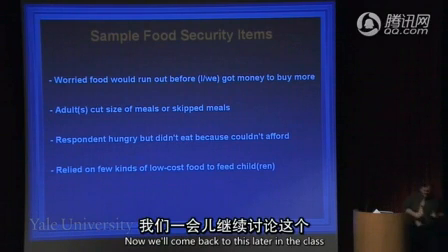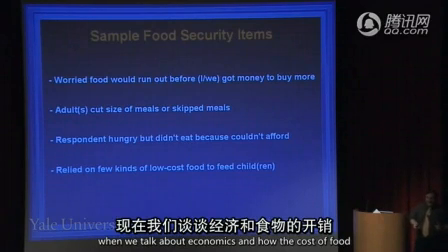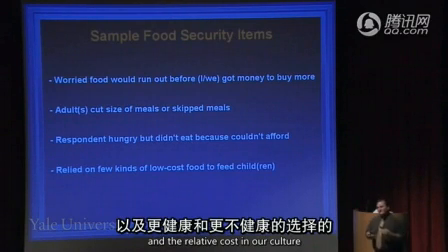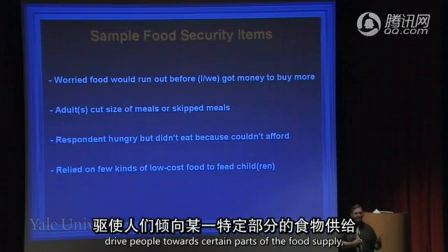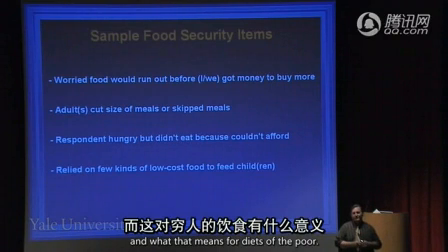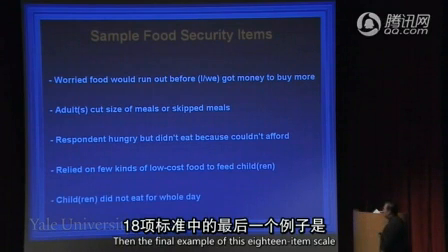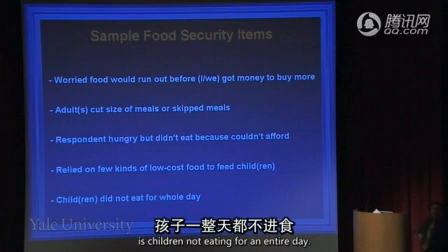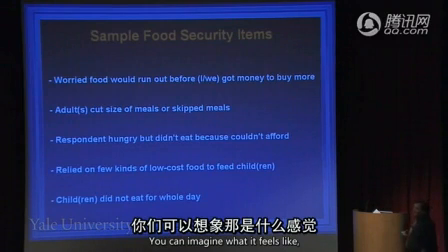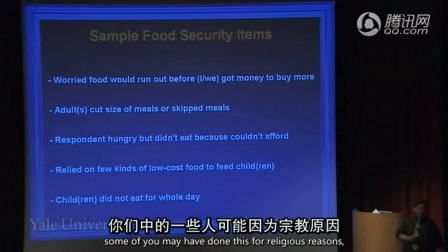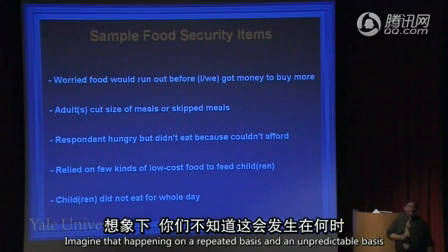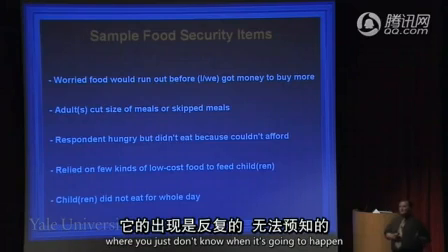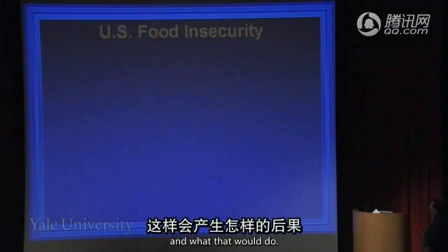Now we'll come back to this later in the class when we talk about economics, and how the cost of food and the relative cost in our culture of healthier and unhealthier options drive people towards certain parts of the food supply and what that means for diets of the poor. And then the final example of this 18-item scale is children not eating for an entire day. So you can imagine what it feels like. Some of you may have done this for religious reasons, to go a whole day without eating. Imagine that happening on a repeated basis, in an unpredictable way, where you just don't know when it's going to happen, and what that would do.